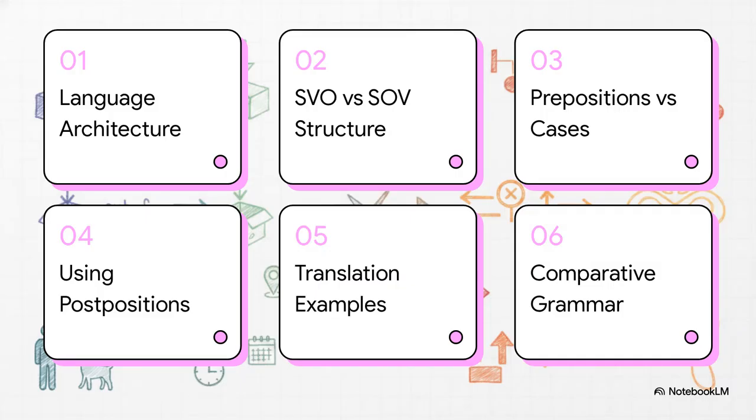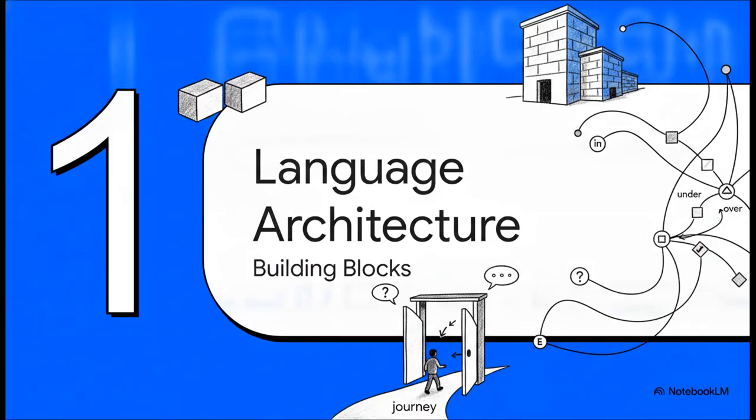To get our heads around this, we're going to follow a pretty clear roadmap. We'll quickly cover the grammatical architecture of these languages, SVO versus SOV structures, how prepositions compare to cases, when exactly to use postpositions, some practical translation examples, and finally, why mastering comparative grammar actually matters in the real world. All right, Section 1, Grammatical Architecture of Languages.